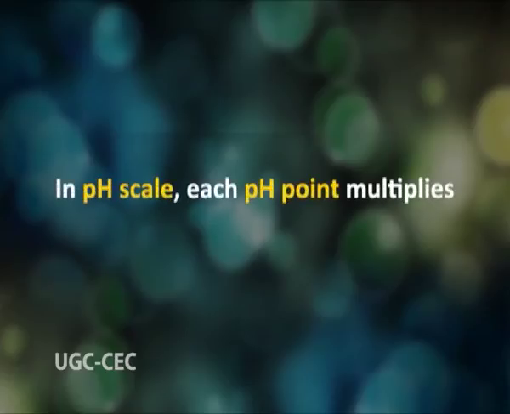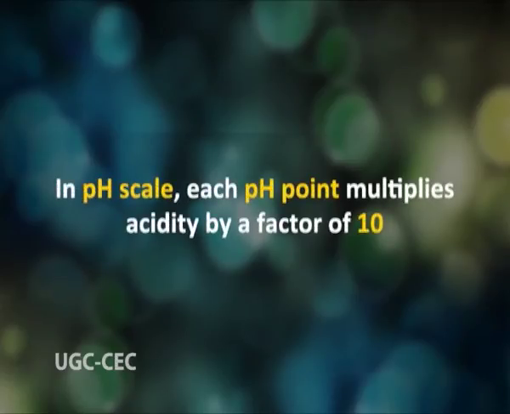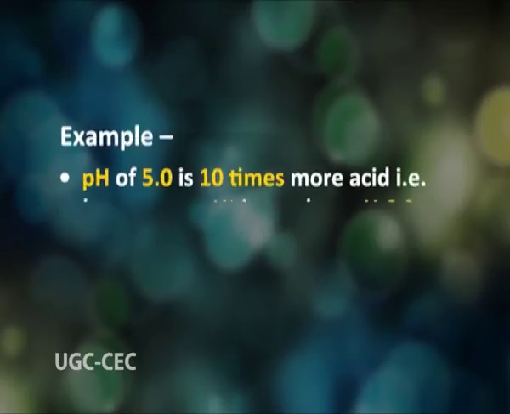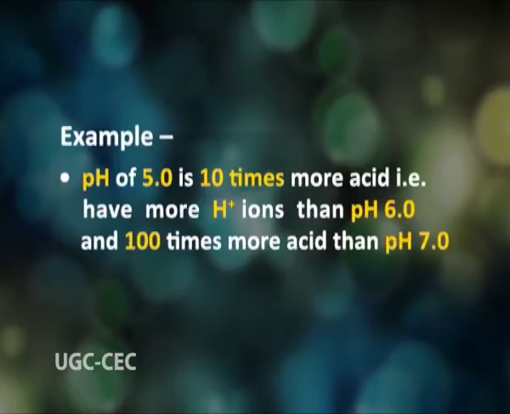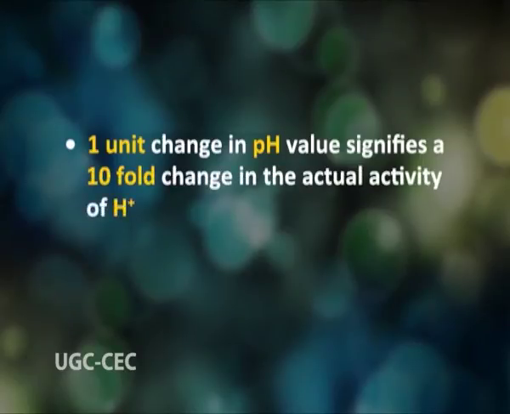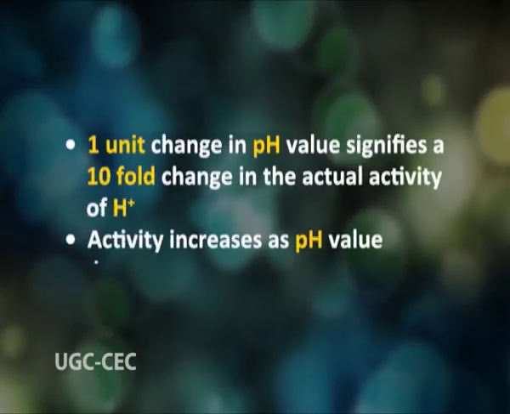In pH scale, each pH point multiplies acidity by a factor of 10. For example, a pH of 5 is 10 times more acid, that is, has more hydrogen ions than pH 6 and 100 times more acid than pH 7. So, a 1 unit change in the pH value signifies a 10-fold change in the actual activity of hydrogen ion, and the activity increases as the pH value decreases.